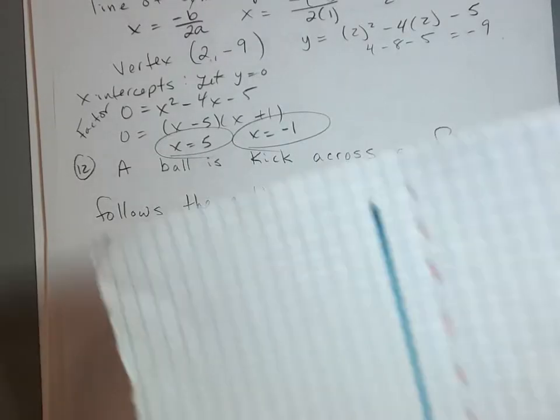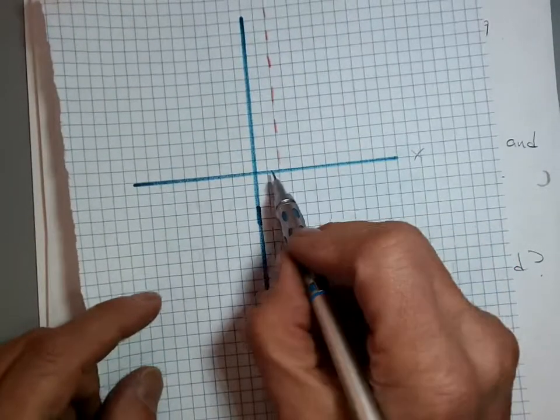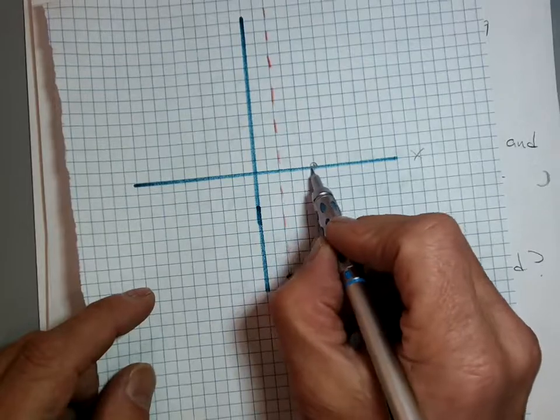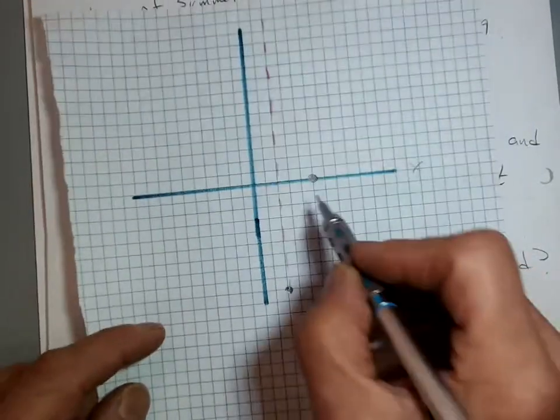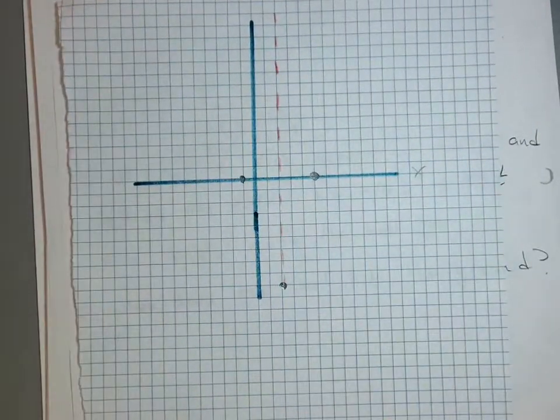And I'm going to go ahead and go 1, 2, 3, 4, 5, and we're going to go negative 1, okay? So I'm getting a few things from my graph.